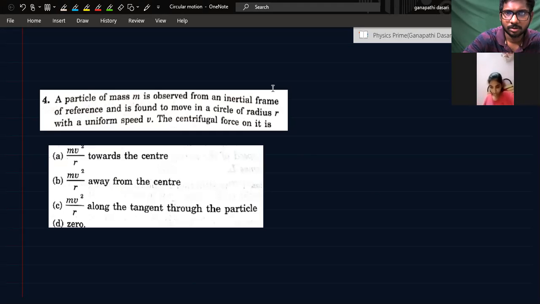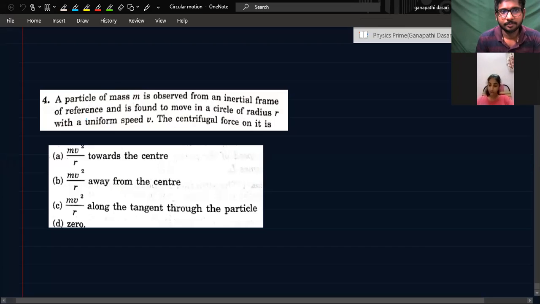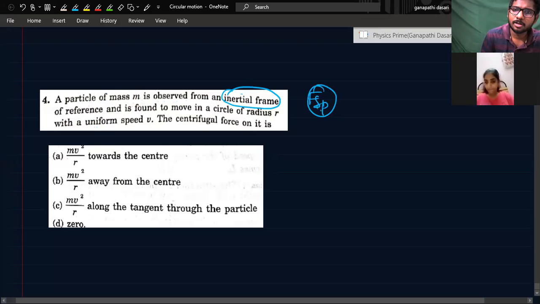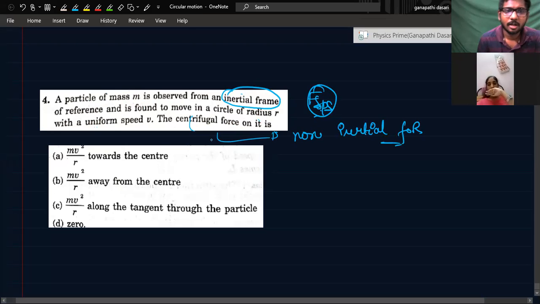Try this question. See, the question says a particle of mass m is observed from the inertial frame of reference. I told you, inertial frame of reference means there should not be any pseudo force taken into consideration. And centrifugal force is a pseudo force. It can only be experienced in a non-inertial frame of reference. So the pseudo force experienced is actually 0. Answer will be 0.